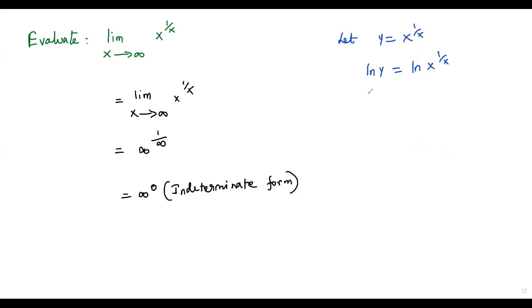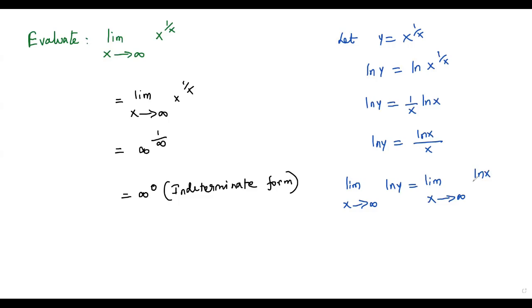Now let's use the power rule of logarithm on the right side. The exponent can be moved in front of the logarithm, and I'm getting 1 over x times ln x. So ln y equals 1 over x times ln x, which can be written as ln x over x. Now I have to take the given limit on both sides. That is, the limit as x extends to infinity of ln y equals the limit as x extends to infinity of ln x over x.